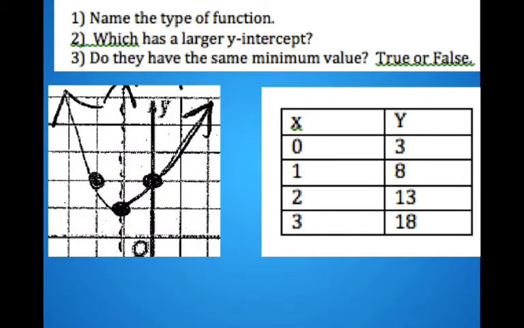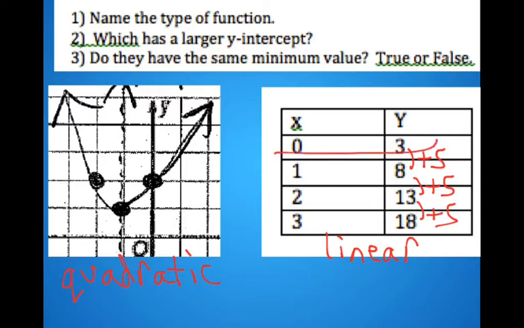Okay, what type of functions are these? So the one on the left is a parabola, so it's quadratic. The one on the right is linear because it looks like it's going up by 5. It's going up by the same amount, a constant amount. So this one's linear.